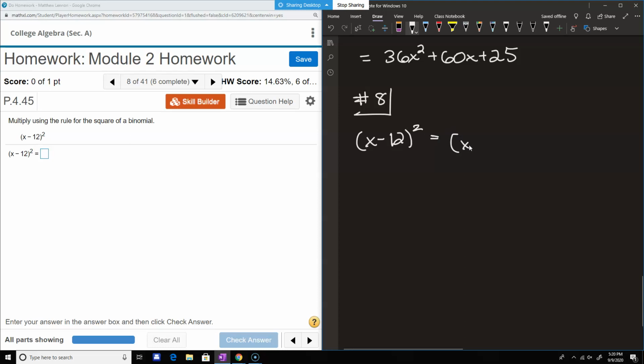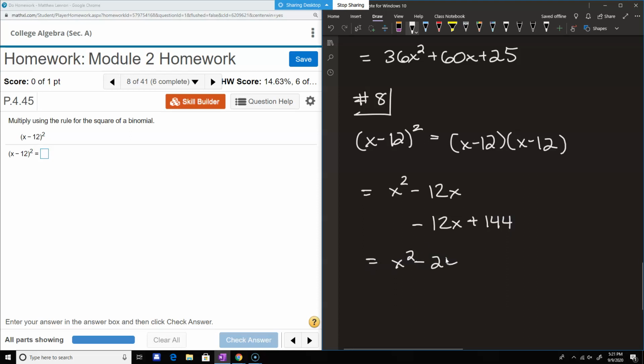So we get x minus 12 times x minus 12. First, x times x is x squared. x times negative 12 is minus 12x. And then here, remember, we're multiplying the minus 12 by both of them. So minus 12 times x is, again, minus 12x. But then your minus 12 times minus 12 is going to leave you at the end with a plus 144. So adding gives us our final answer of x squared minus 24x plus 144. All right.